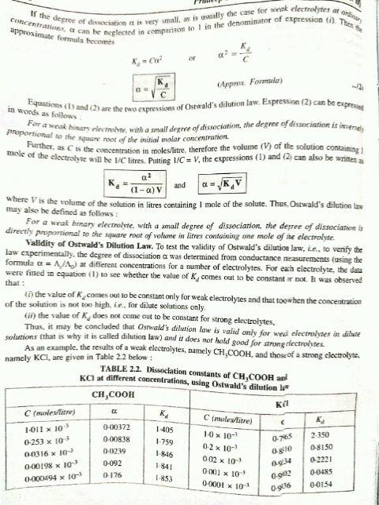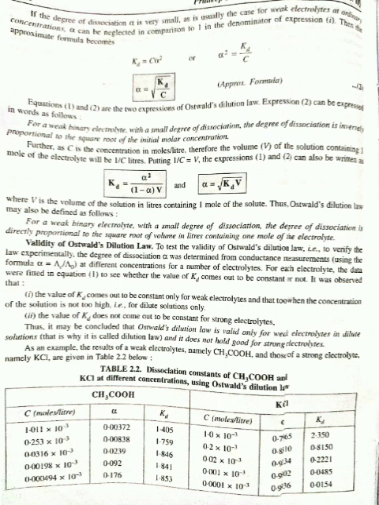If the degree of dissociation alpha is very small, as it usually is in the case of weak electrolytes at ordinary concentrations, alpha can be neglected in comparison to 1 in the denominator of expression 1. Then the approximate formula becomes Kd is equal to C alpha square, or alpha square is equal to Kd upon C. Approximately, alpha is equal to root of Kd upon C. Equations 1 and 2 are the two expressions of Ostwald's dilution law.